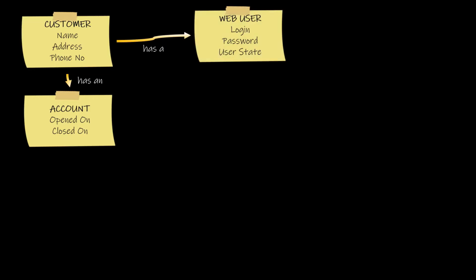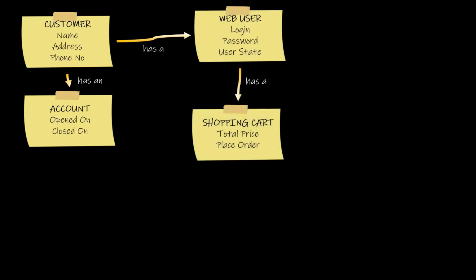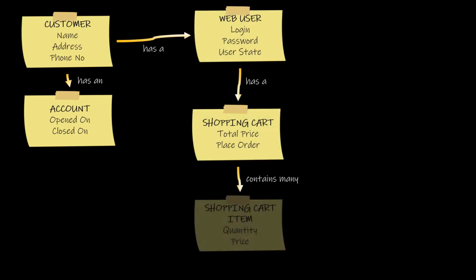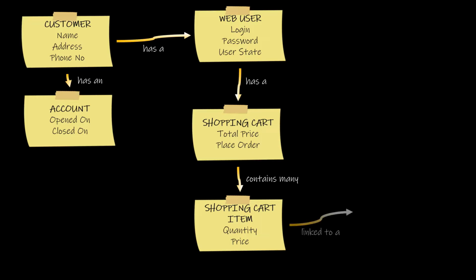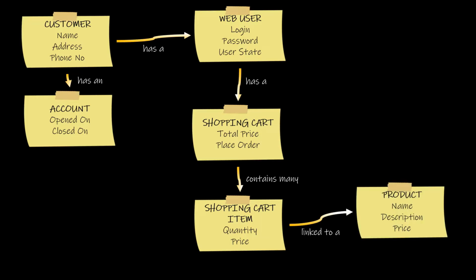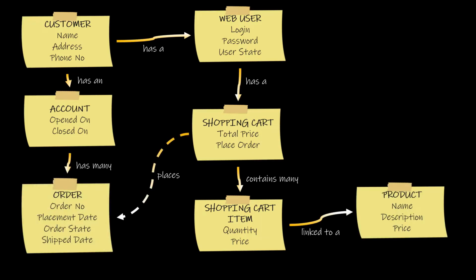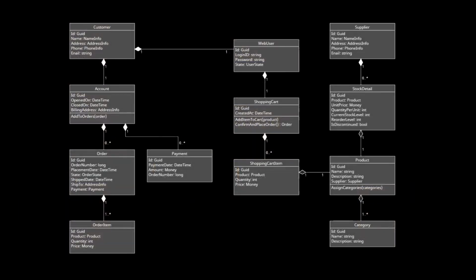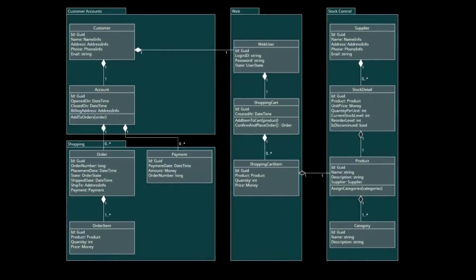We start with a customer, an account to track orders, a web user so they can log in, a shopping cart, items to go in the shopping cart, each of which links to a product. After they've loaded their cart, they can place an order. Here's a more formal version using UML, where we've converted the previous ideas into classes, properties, and their relationships. We've also organized the classes into 4 areas: customer accounts, shopping, web, and stock control.